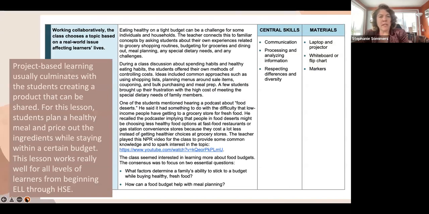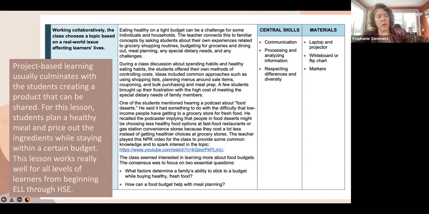So in a project-based learning lesson, it usually culminates with the students creating some kind of a project or product that can be shared. So for this one, the students plan out a healthy meal and price out the ingredients, like I said.